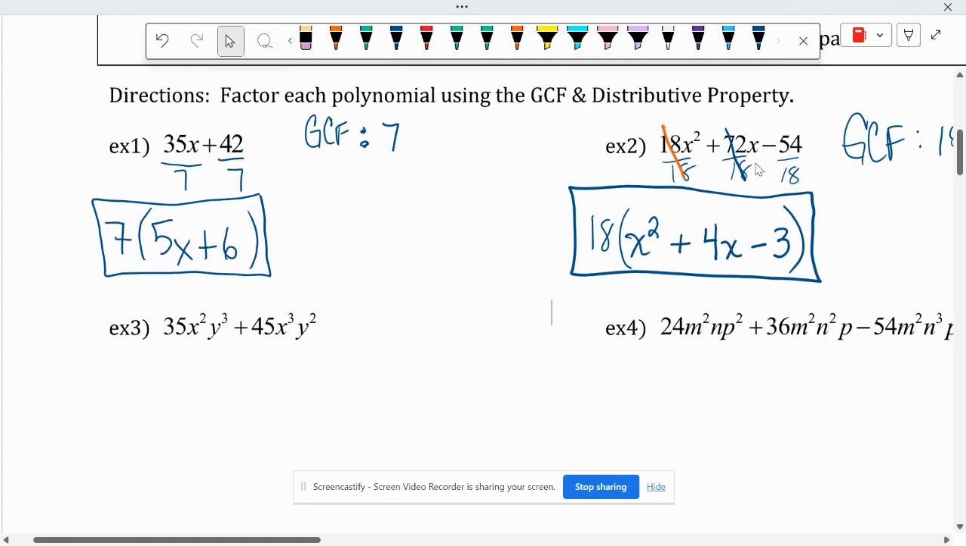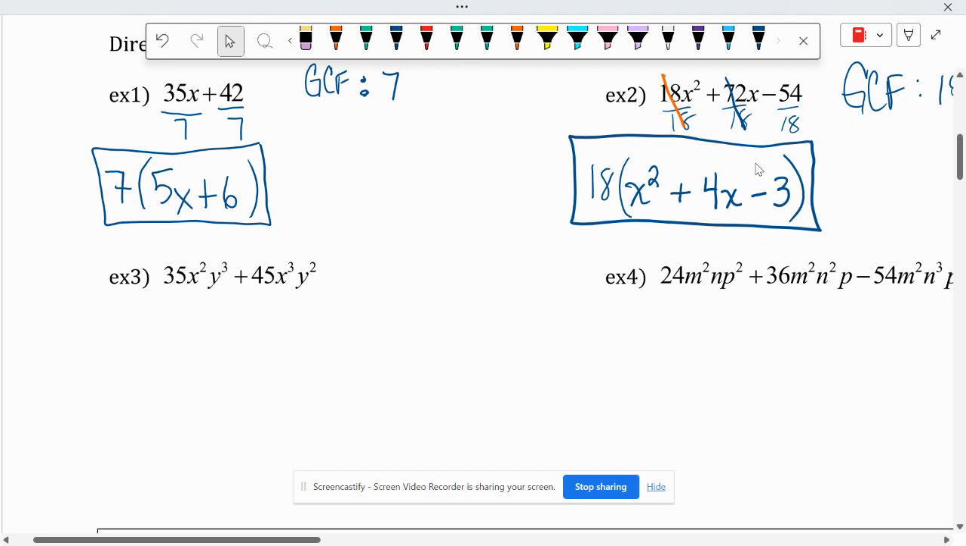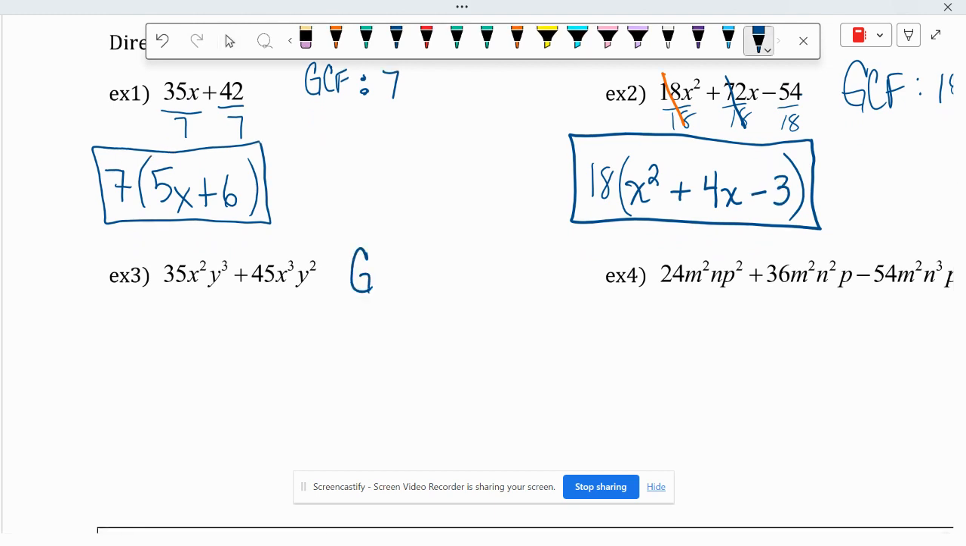So let's see. 35x squared y cubed plus 45x cubed y squared. So let's figure out the number, the constant first. What's something that divides them both? 5. Yeah, we can take a 5 out of each of them. But now we have to look at the variable terms. This has an x squared and this has an x cubed. So x cubed is the same thing as x squared times x, correct? So we could take an x squared out of it.